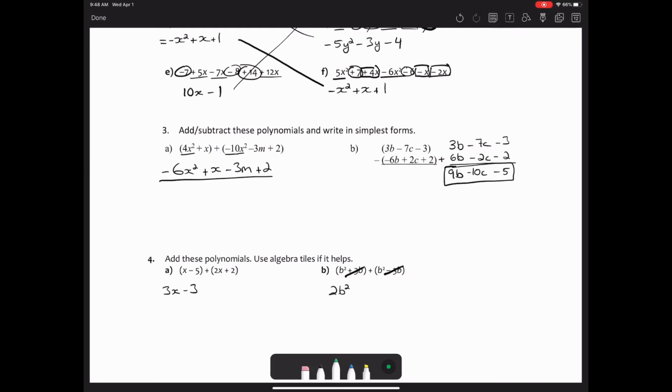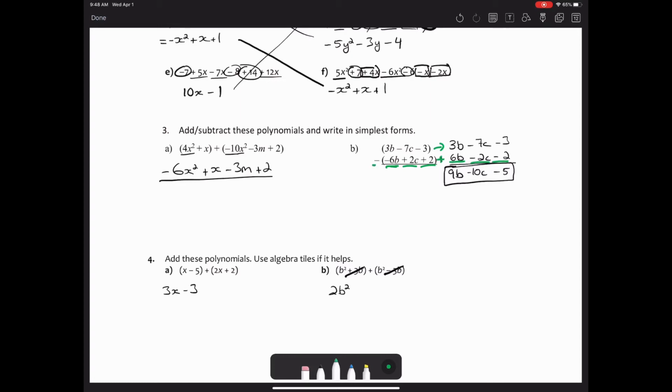Okay, so again, we look at the first one here. We're going to leave the first one, and then the second one, we change this to addition. And then what we have to do is change the signs of each of the terms. So the -6b becomes +6b. Positive 2c becomes -2c, and +2 becomes -2. And now I can add the terms.